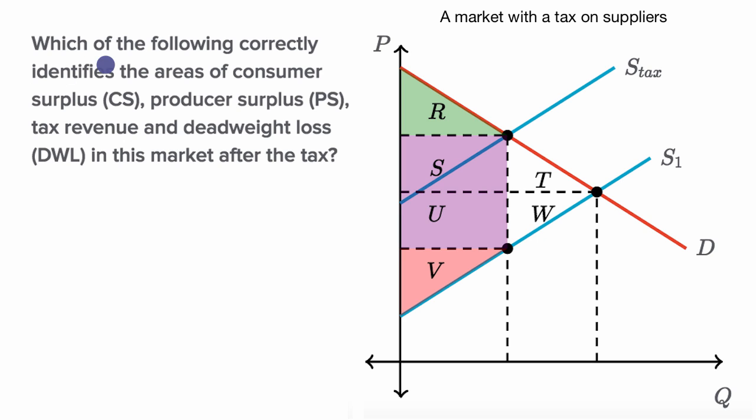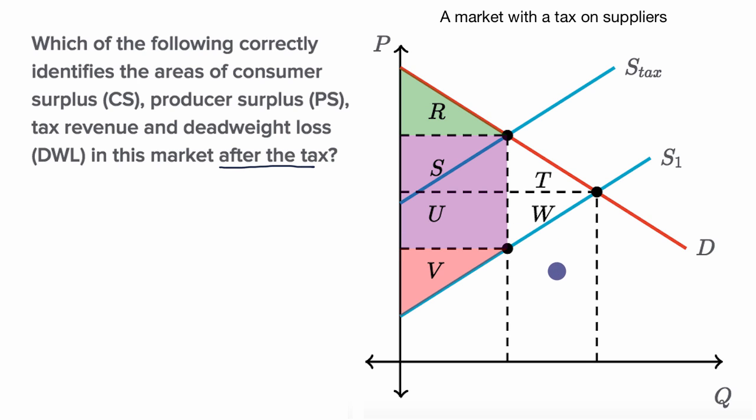We are asked which of the following correctly identifies the areas of consumer surplus, producer surplus, tax revenue, and deadweight loss in this market after the tax. So pause this video, have a go at it. Even if you struggle with it, it'll make your brain more attuned to when we work through it together. All right, now let's work through this together.